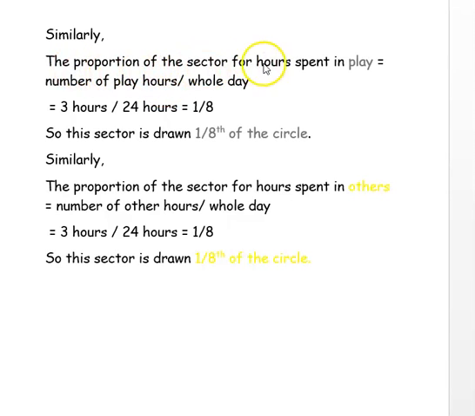Next, the portion of the sector for hours spent in playing. The number of hours playing divided by the whole day. It's given in the table as 3 hours. The whole day is 24 hours. So 3 hours by 24 hours is 1 divided by 8. So we are going to split the sector into 1/8 of the circle for playing. Similarly, for other works also they have given 3 hours. So we are splitting the circle into one more 1/8, which is allotted for other works.